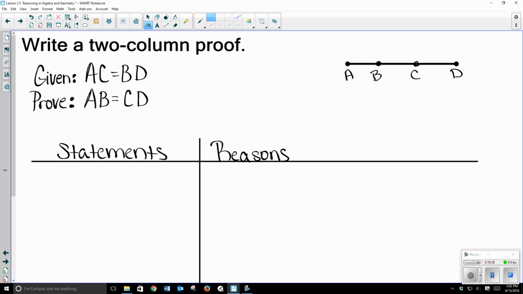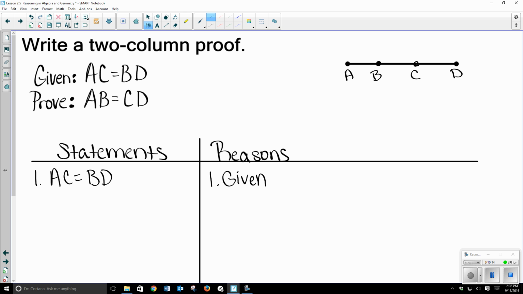So statement 1, you have to number it. AC is equal to BD. The reason that AC is equal to BD, we don't have a reason other than that's the given information. The first reason is always given. The last statement, we're not going to write yet, should be this, because that's what we're working toward. We're trying to make that turn into that.